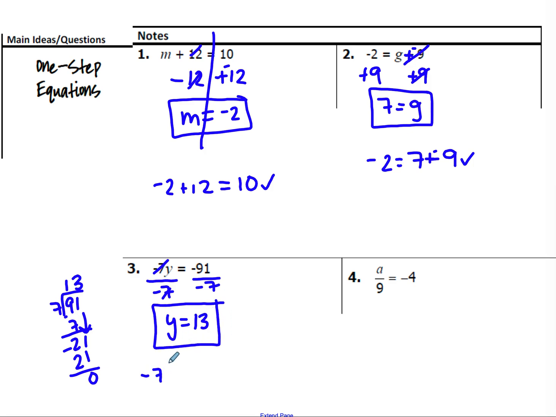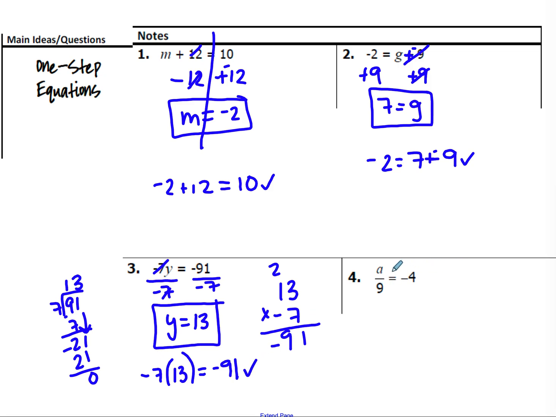Negative 7 times 13 equals negative 91. Now, while these I could do in my head and just say check, this is a little big, so I need to actually do the multiplication off to the side and double check it. 7 times 3 is 21. 7 times 1 is 7, plus 2 is 9. Different signs, answer's negative. Yep, I got negative 91 like I was supposed to get.